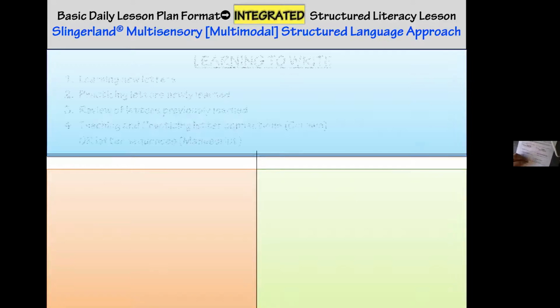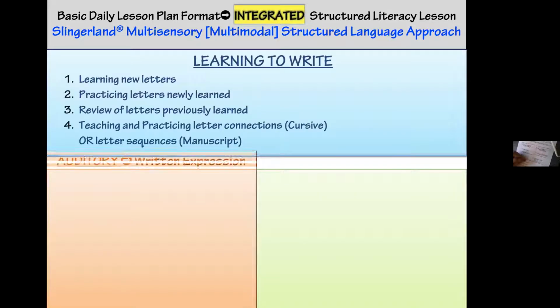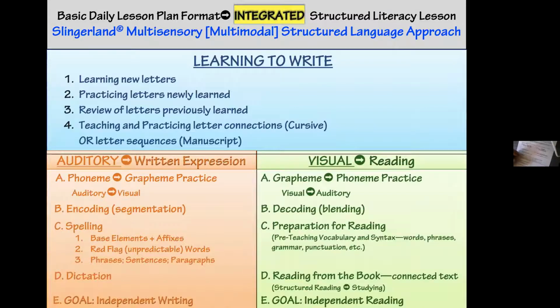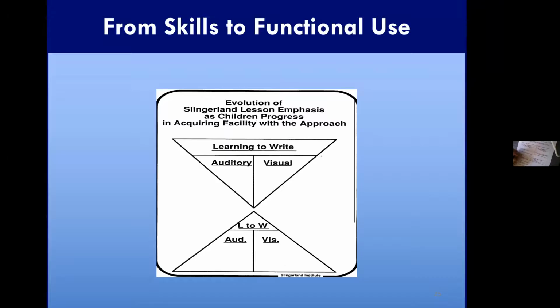So back to our little skeleton again, we've got the learning to write, which leads right into the auditory lesson with the goal of independent writing and includes spelling. And on the visual side, beginning always with that single unit, but ending with independent reading is the goal. I did not create this, but I love it and I use it a lot.